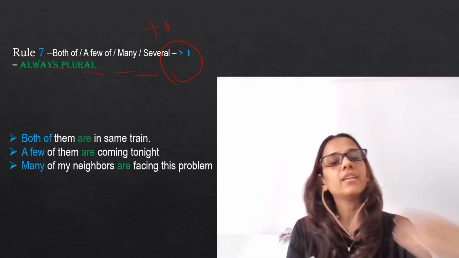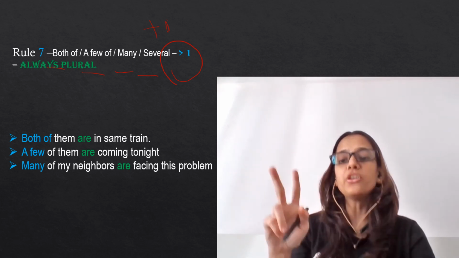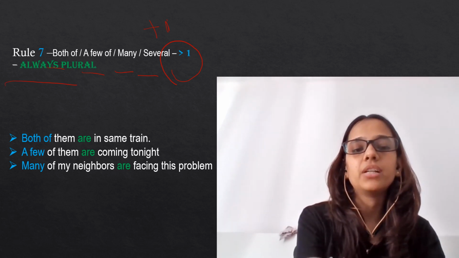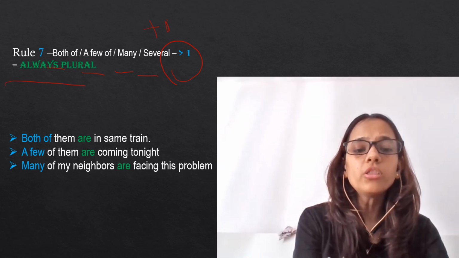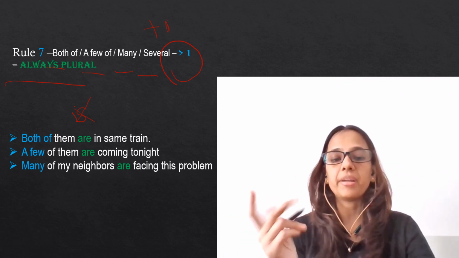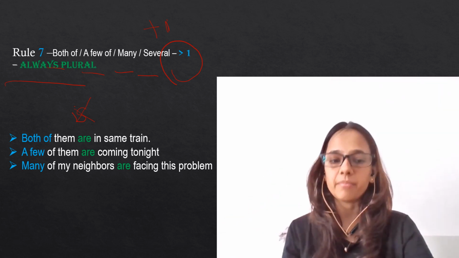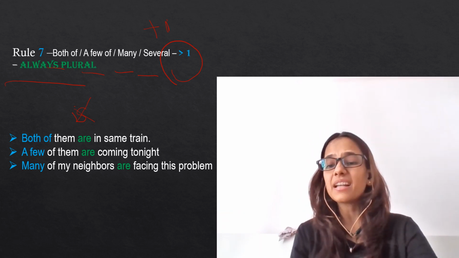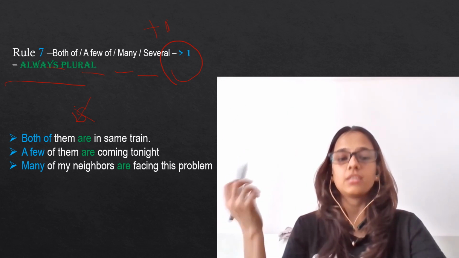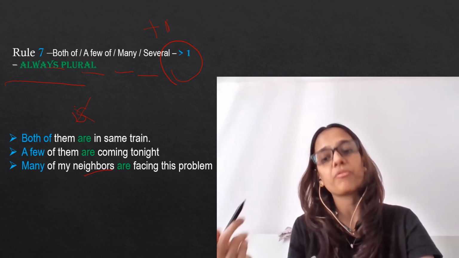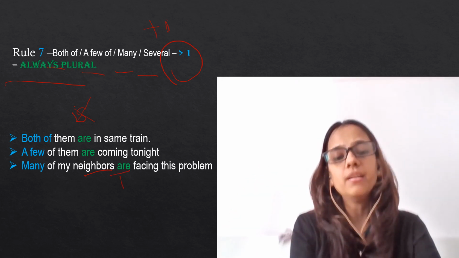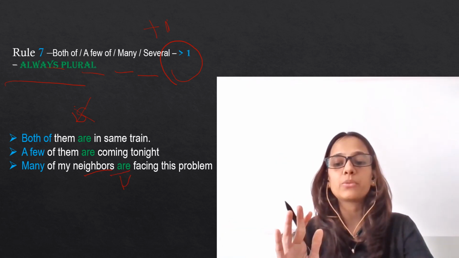Okay, so both, more than one. A few of them, again more than one. Many of my neighbors, again more than one. So that is the reason the verb will always be plural. Both of them is not possible over here because there are two nouns, one plus one, two. Both of them are in the same train. A few of them are coming tonight. A few of them is coming tonight is wrong English, because there is more than one person we are talking about. Many of my neighbors, again neighbors is plural. And many of them, again more than one person we are talking about. So the verb should be plural only. So I hope you are clear with rules number 6 and 7.